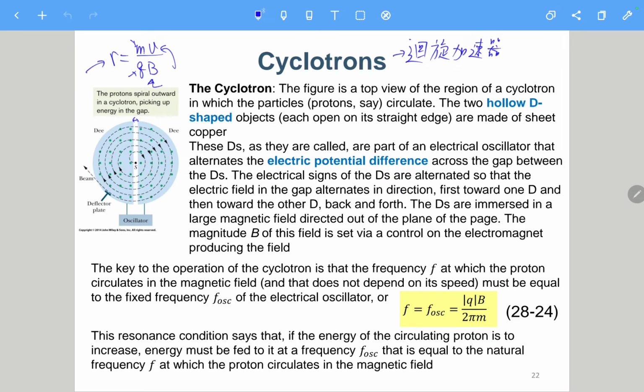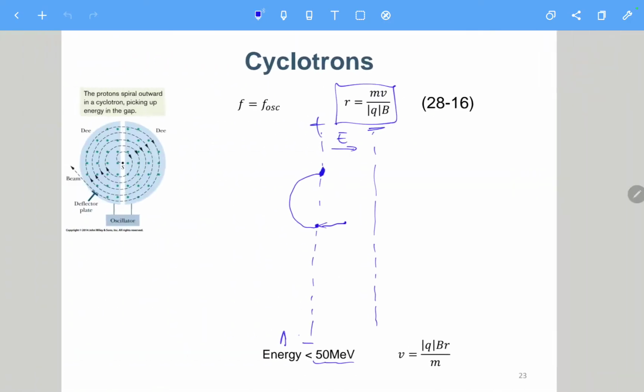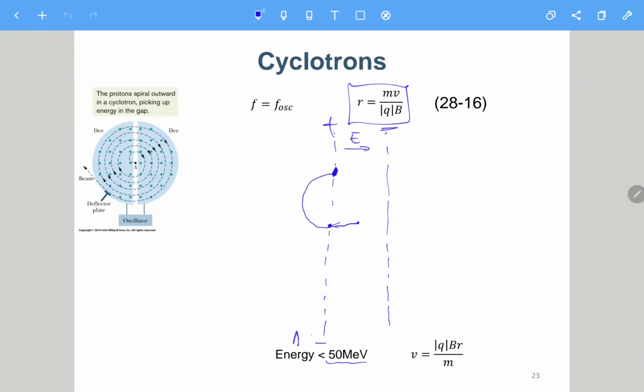Let's see. I don't find it. So maybe we just assume it to be a proton, so it has a positive charge. So if the E field points to the right side in this region, only in this region, then it will accelerate. The A will point to the right side, so the particle will accelerate. In that case, suppose this is V0, this becomes V1, which is larger than V0. So V becomes larger, R also becomes larger.